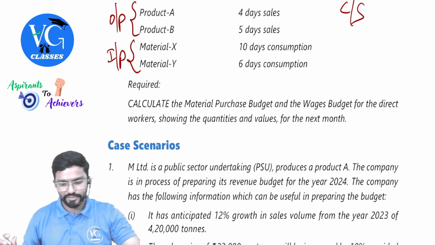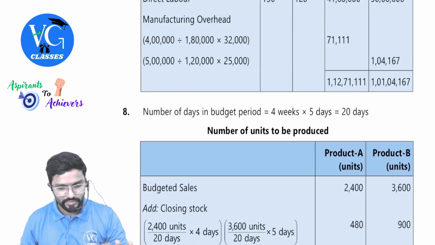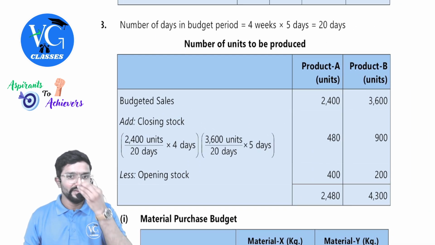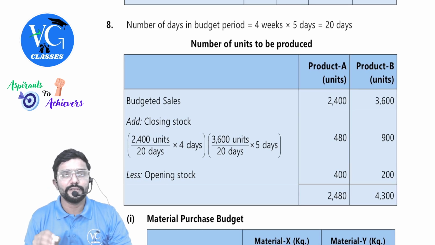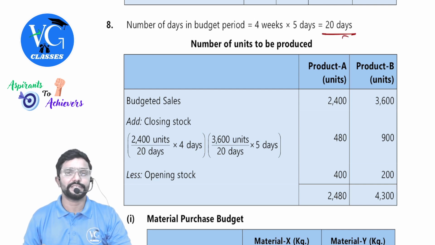Fine. Let's come to the solution. Hours calculation especially is interesting in this question. Number of days in a budgeted period is how much? 4 weeks. In each week, what are the working days, guys? 5 days. So what is the budgeted days? 20 days.